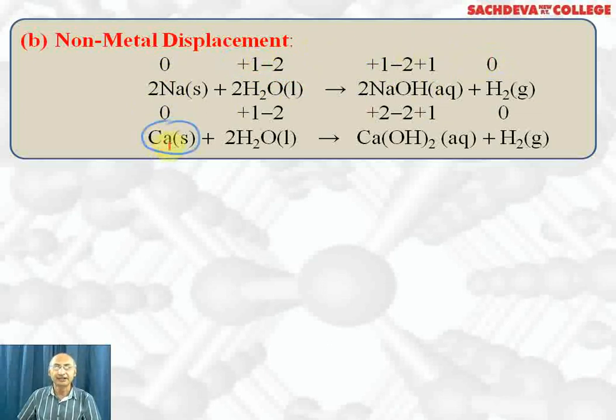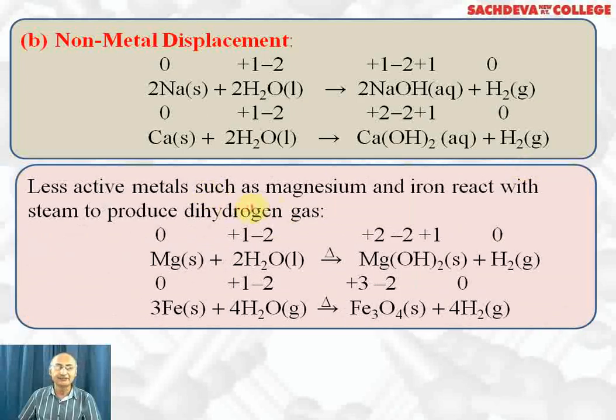Calcium is changing from 0 to +2 and hydrogen is changing from +1 to 0. So calcium reacts with water to form calcium hydroxide plus hydrogen gas. They also show that sodium and calcium are more reactive than hydrogen and can displace hydrogen from water. Less reactive metals like magnesium and iron react with steam to produce dihydrogen. Hydrogen is also called dihydrogen.